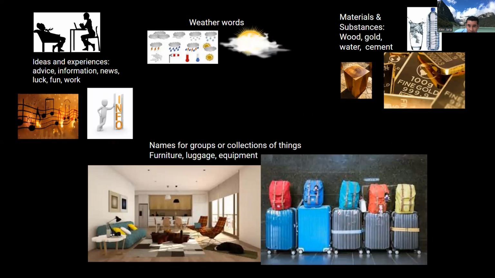The next principle, the next concept about uncountable nouns is names for groups or collections of things, like furniture, luggage, and equipment. Those are a group of things, a collection of things. And if you wanted to refer to specific items in those groups, you would have to name them separately. For example, luggage, there might be bags, backpacks, suitcases. So those are countable, but the group is called luggage or baggage. And so the same thing with furniture and equipment.